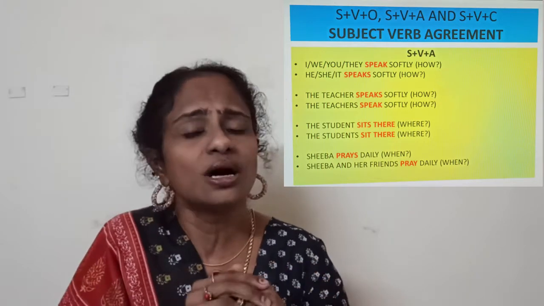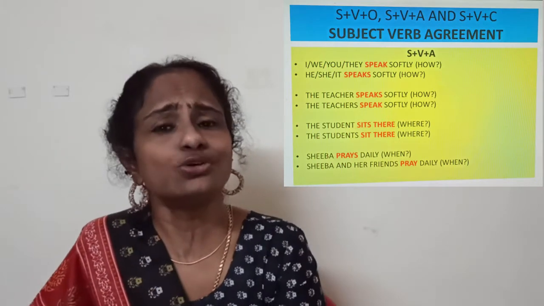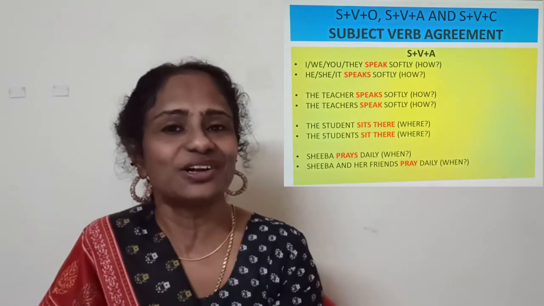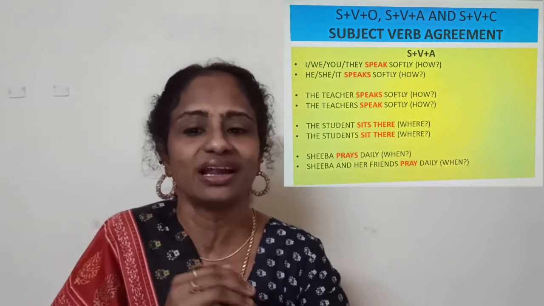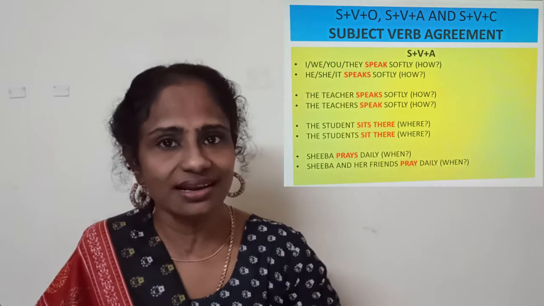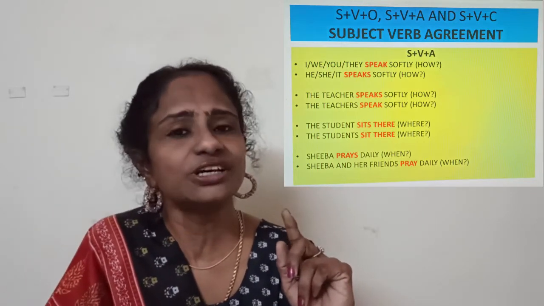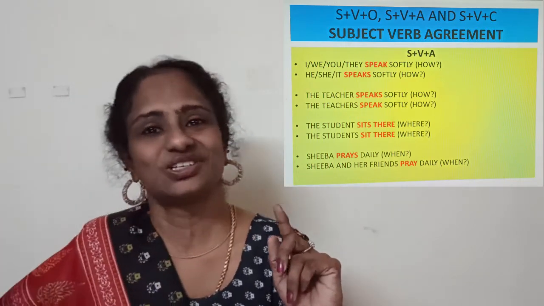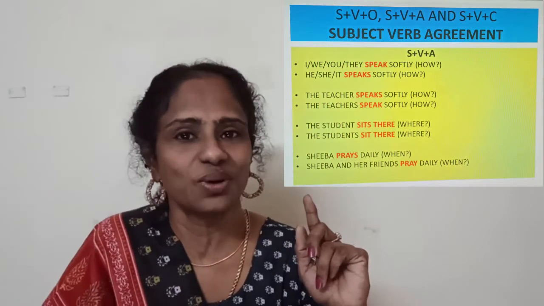Now for all these, I, we, you, they, you said speak. But for he, she, it, you should not say speak. You should say speaks. That's the reason this exercise is also subject verb agreement. He, she, it is a separate category. Once again I repeat, it's third person singular. So with third person singular, I write: he speaks softly, she speaks softly, it speaks softly. And it answers the question how.